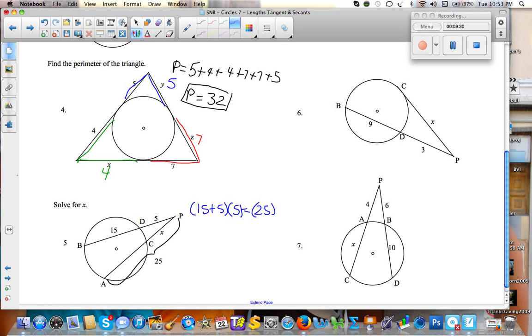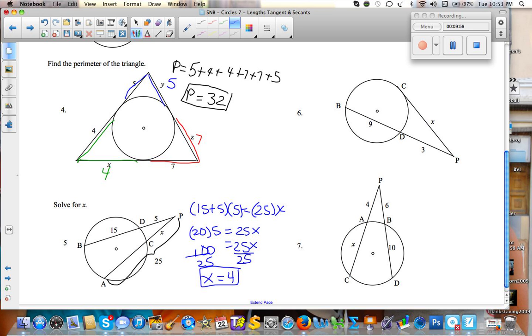So 15 plus 5, applying order of operations, we're going to add the 15 plus 5 first. So we have 20 times 5 is equal to 25x. 20 times 5 is 100, equals 25x. Dividing both sides by 25, we find that x is equal to 4.